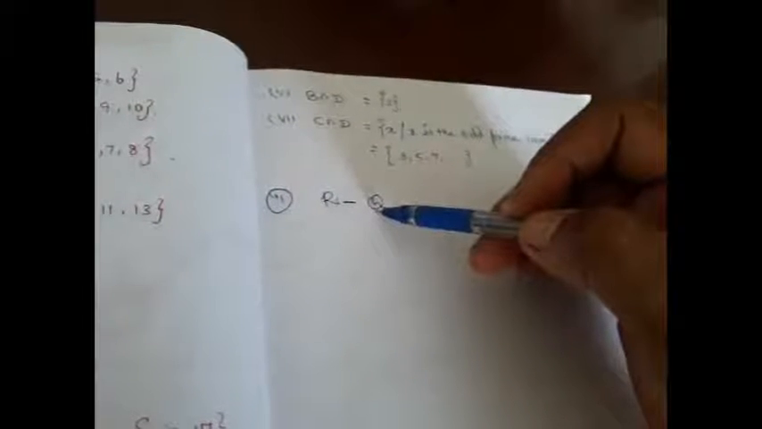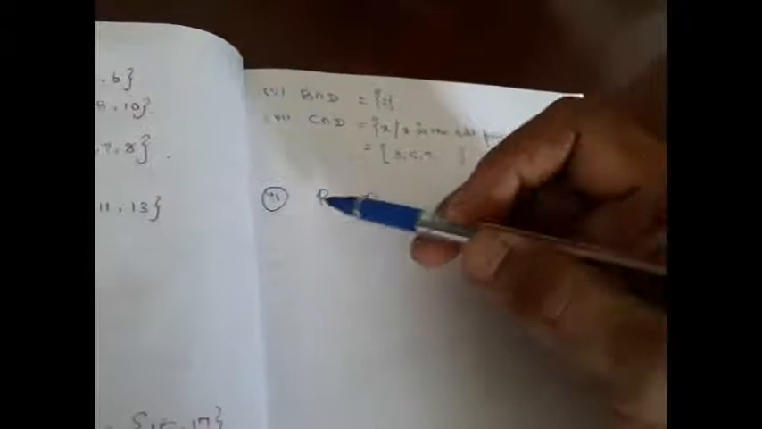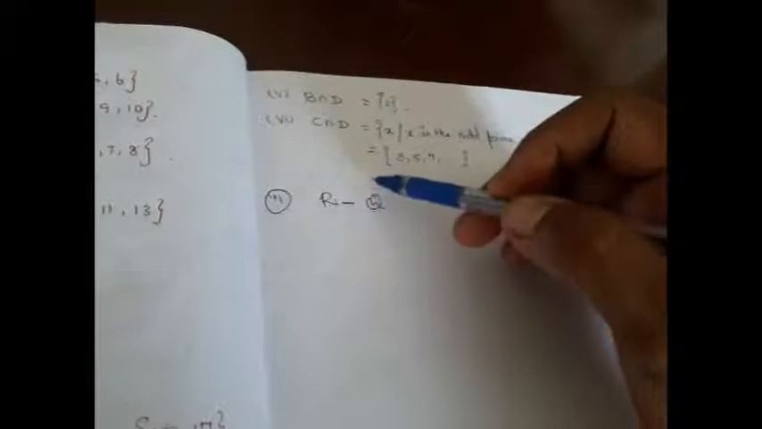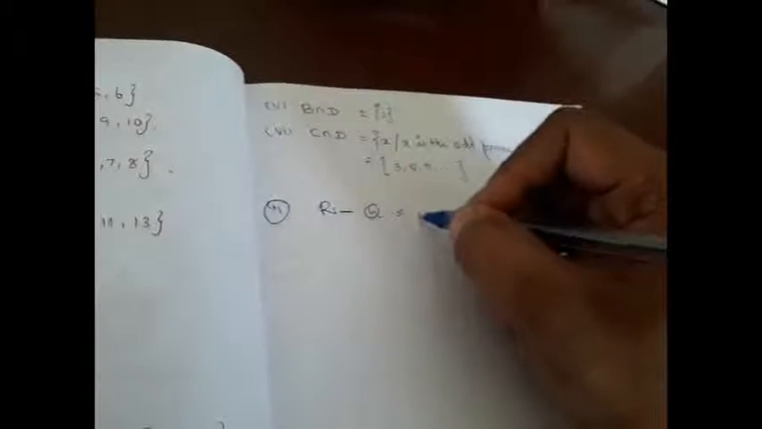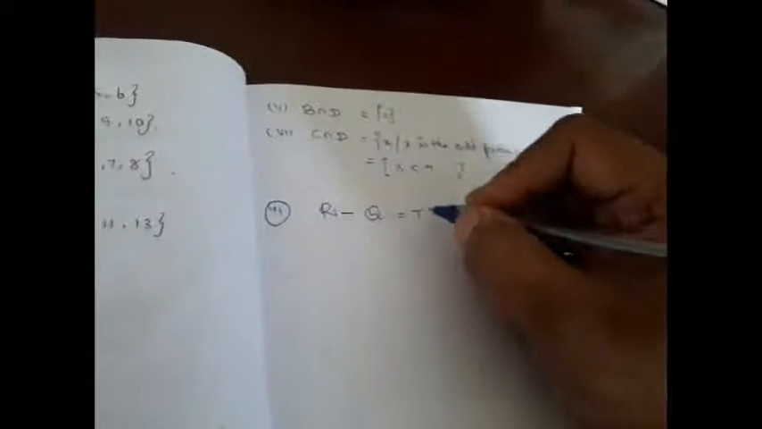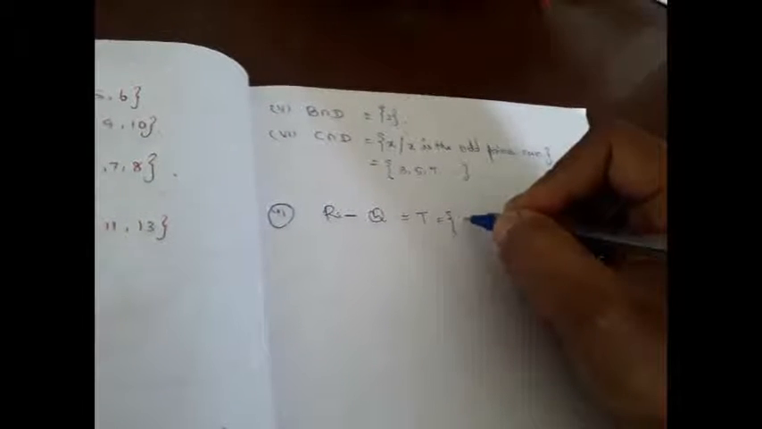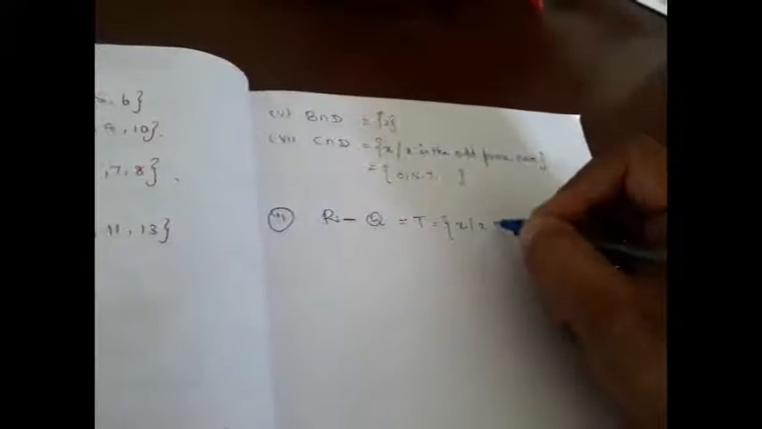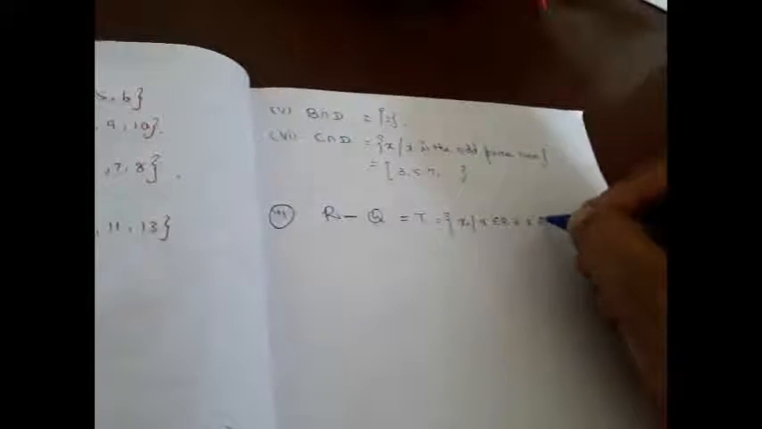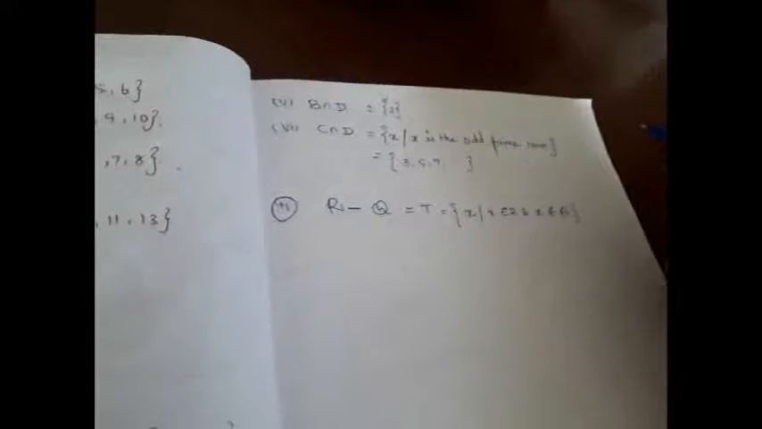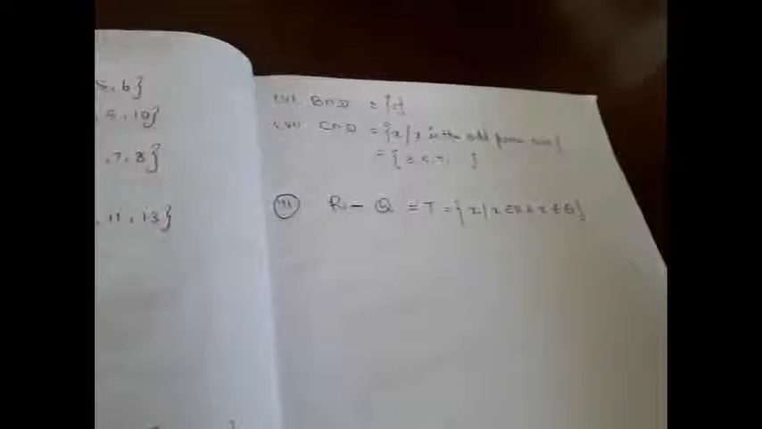So real numbers is the entire set. In that we have rational numbers and irrational numbers. When we subtract R minus Q, leaving the rational numbers, what will be the remaining elements in R? Which is nothing but irrational numbers. So R minus Q will be T, the set of all irrational numbers. You can write the set of all x such that x belongs to R and x does not belong to Q, which is the set of all irrational numbers. And the last question is nothing but true or false. Hope you can do it.